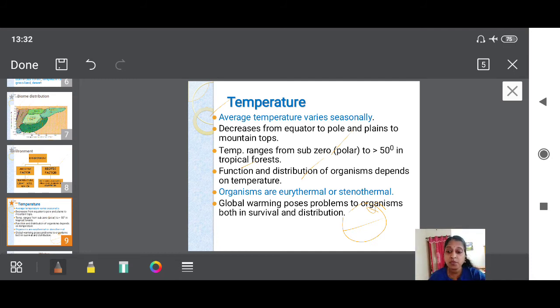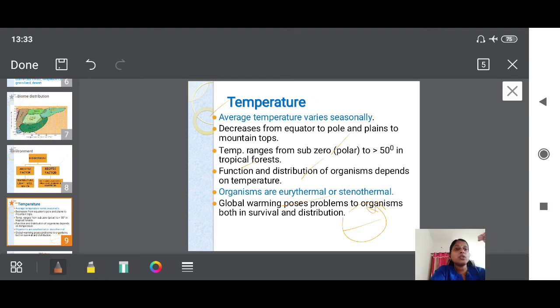So what are the two types? One is your eurythermal and another one is stenothermal. So what is eurythermal and stenothermal? Eurythermals are animals which can tolerate a broad range of temperature. Means if it is very cold, to some extent they will adapt themselves and stay in that cold area, and if it is becoming too hot also they can adapt themselves and stay in that place, okay.